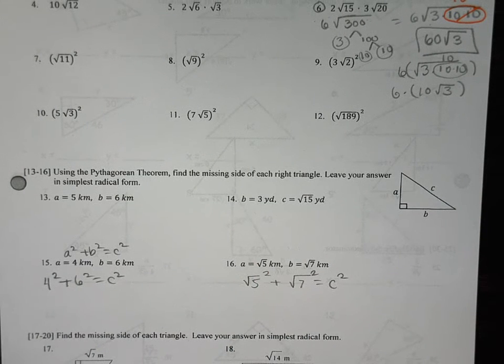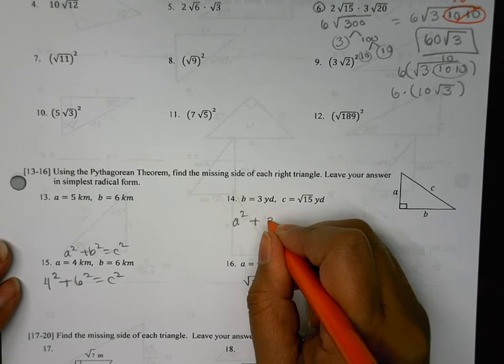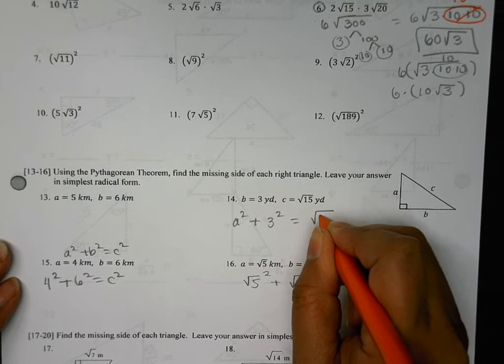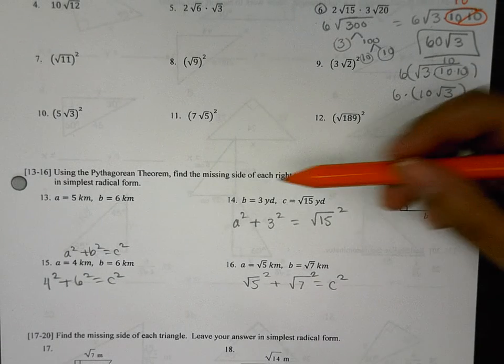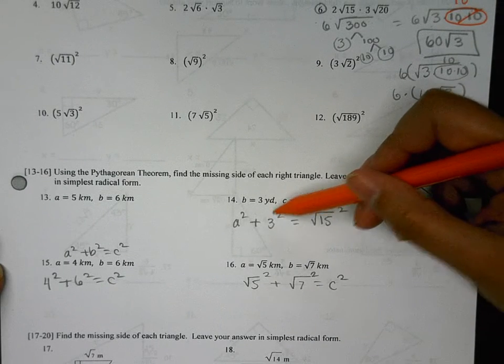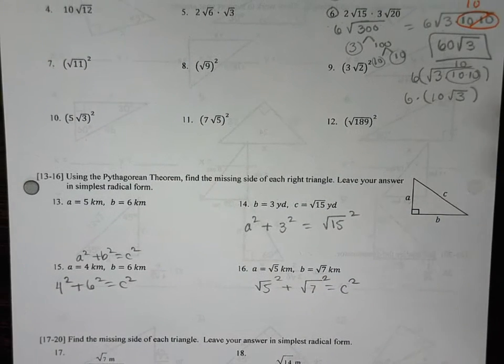All right, I do want to set up one more. I'm going to call on Jackson. Jackson, can you tell me how to set up number 14? A squared plus 3 squared equals 15 squared. Root 15 squared? Good job. There was no a, so that's his a squared, and then b is 3, so 3 squared equals a square root of 15 squared. All right, you guys have got the handle on this, yes?